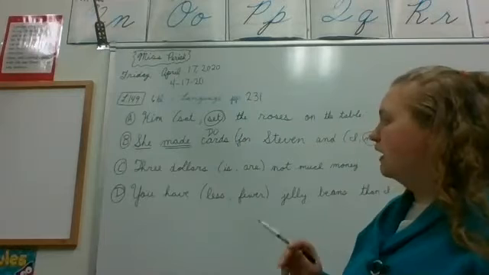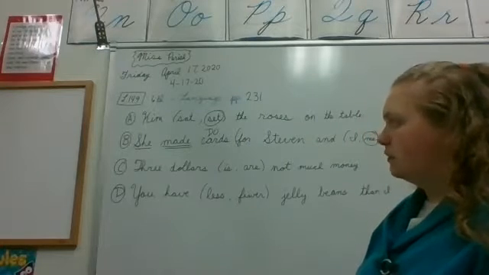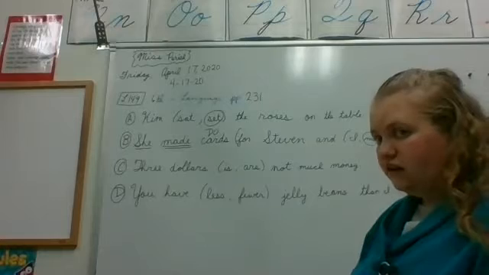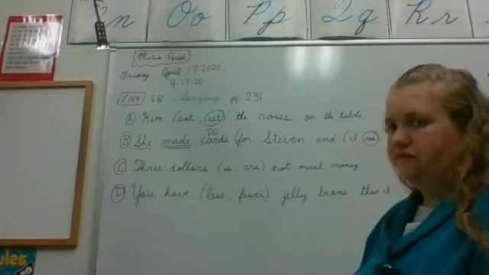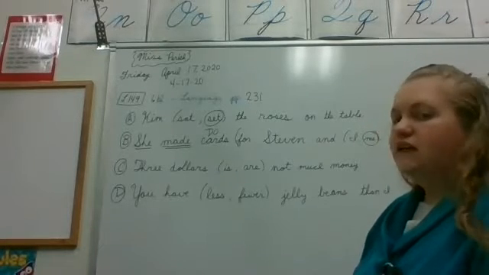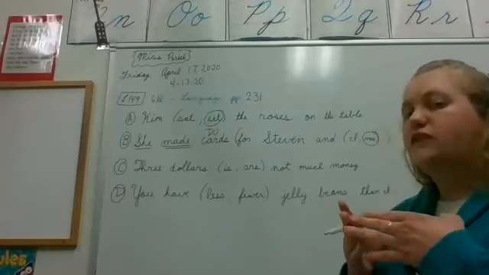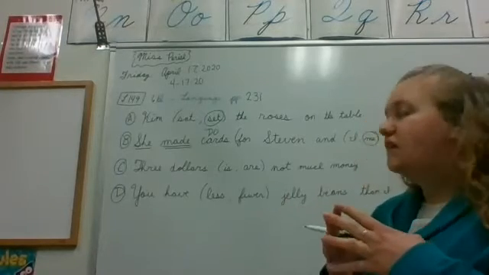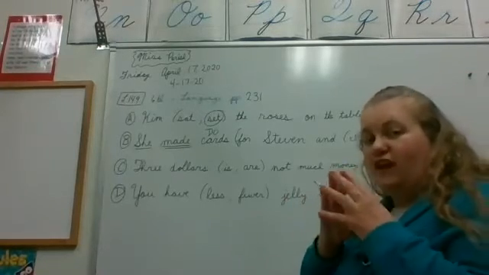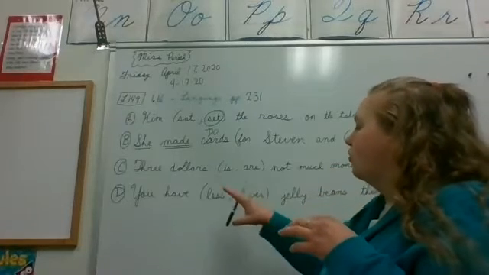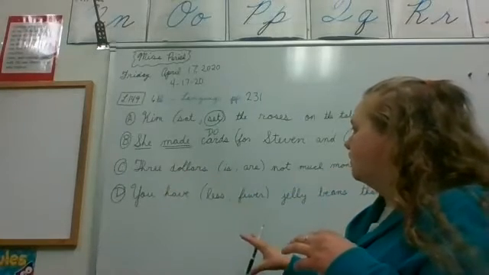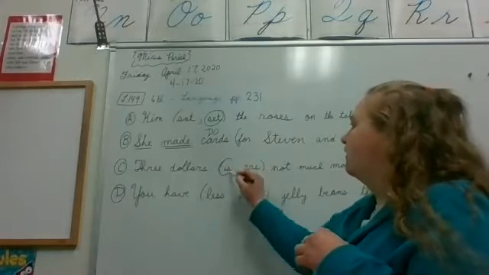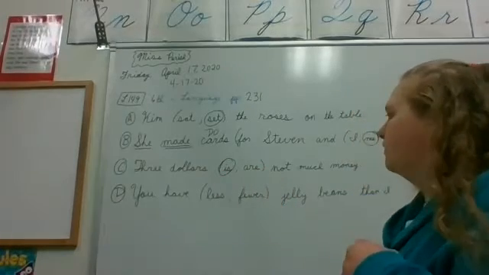Okay, C, $3 is or are not much money. All right, so this one is on that subject verb agreement. Is $3 considered one thing or multiple? It's actually one lump sum. When we talk about dollars or cents, we consider it one thing, and so it would be singular. So which is the singular verb? Is or are? Is, okay, very good. So $3 is not much money.